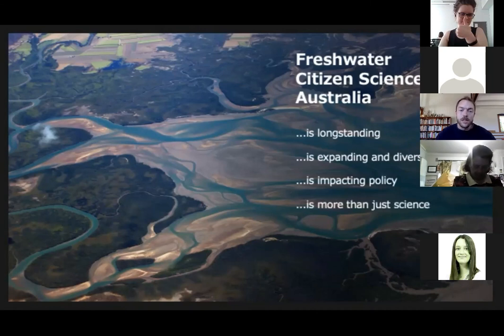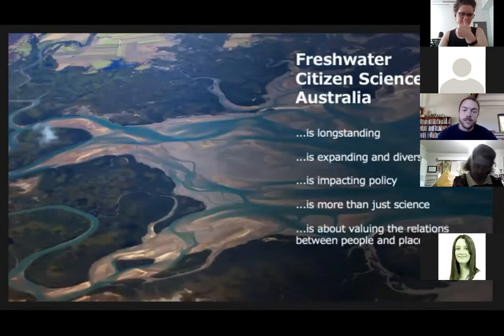Importantly, I think citizen science is more than just science. I think it is a precursor to community empowerment. And then finally, citizen science, from my perspective, is about valuing the relations between people and place.